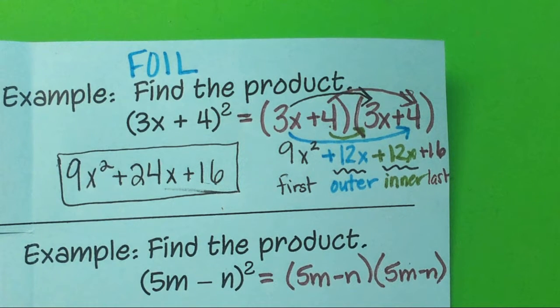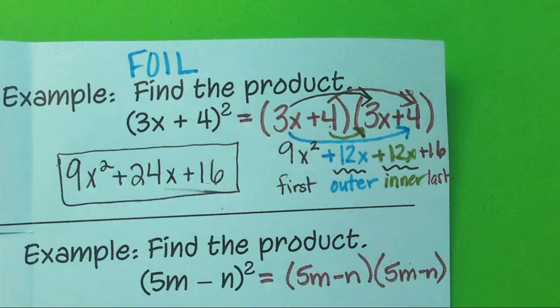Okay, so let's say it all again. We did first, outside, inside, and then last. Now, if you don't like this FOIL term, all I'm really doing is distributing. I'm distributing this guy to both of them, this guy to both of them. If you just want to think about distributing, that's what I'm really doing. But we call it foiling.